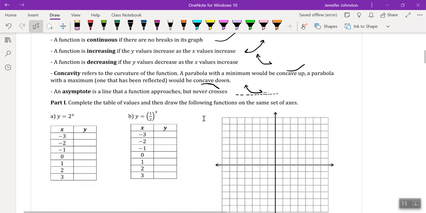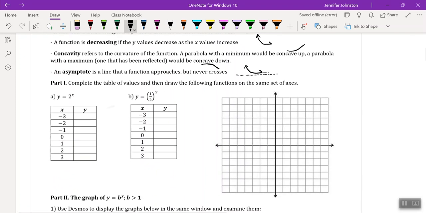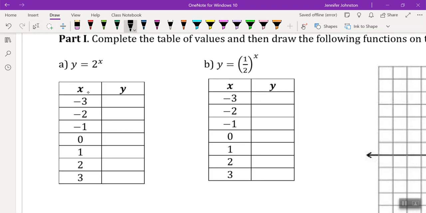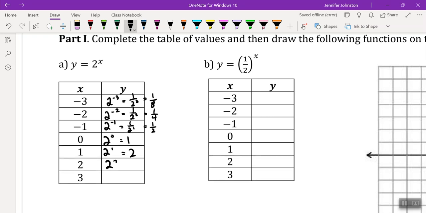All right, so our first function, we have y is equal to 2 to the power of x. Let's fill in this table here. So where we see an x, we're going to put -3. So here we have 2 to the -3. Well, we know this is 1 over 2 to the 3, which is 1 over 8. And 2 to the -2, well, this is 1 over 2 squared, which is 1 over 4. 2 to the -1 is 1 over 2 to the 1, which is a half. 2 to the 0 is 1. 2 to the 1 is 2. 2 to the 2 is 4. And 2 to the 3 is 8.